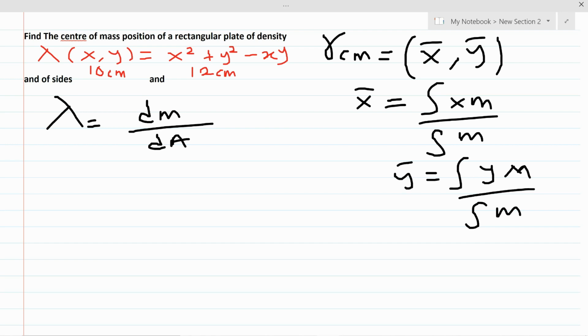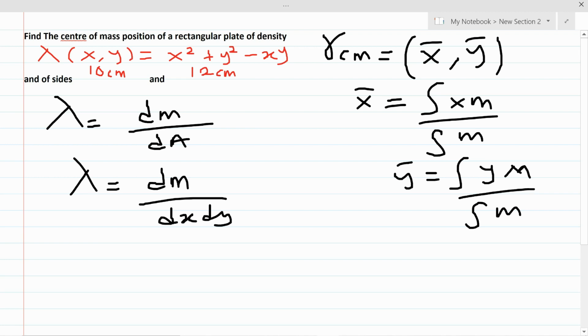Area. So now lambda is the same as dm over dx dy, in terms of a small change in area, because here we are calling the size of the rectangular plate x and y, and if you are talking about a small change, then it becomes a small change in x times a small change in y.